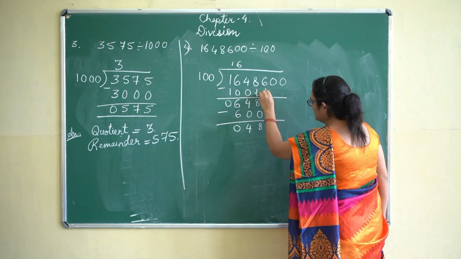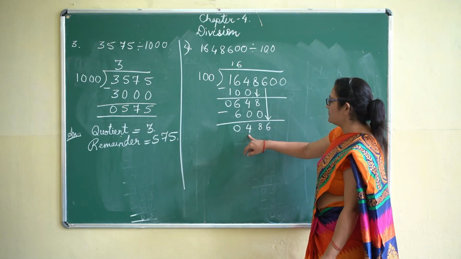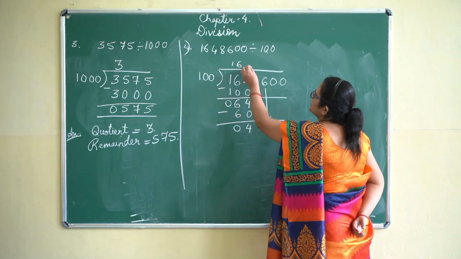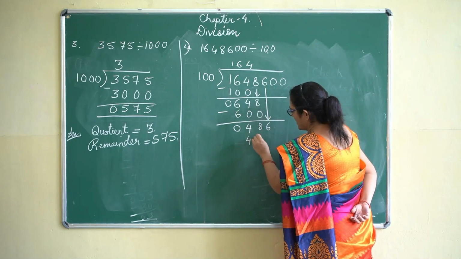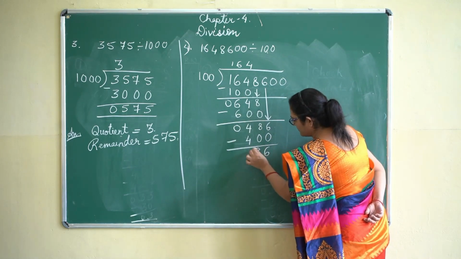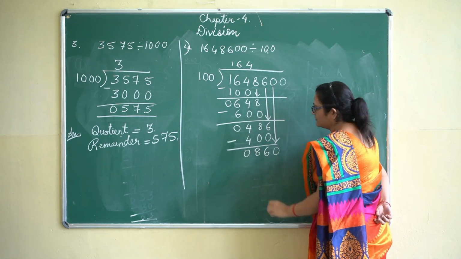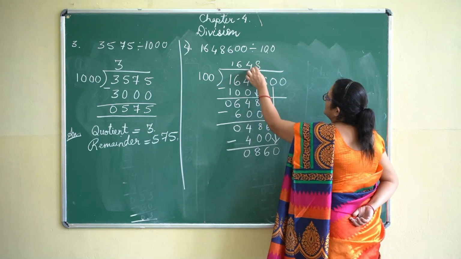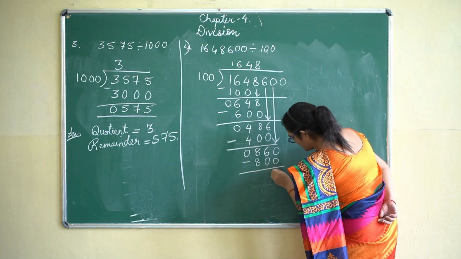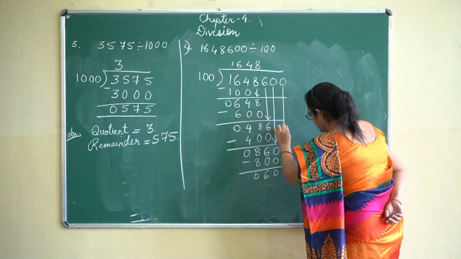Next number, bring down, that is 6. So, in the table of 100, does 486 come? No. Smaller than 486 is what? 400. So, 100 4s are 400. Subtract: 6 minus 0 is 6, 8 minus 0 is 8, 4 minus 4 is 0. Again, we bring the next number down. So what do we write? 100 8s are 800. Subtract: 0 minus 0 is 0, 6 minus 0 is 6, 8 minus 8 is 0. We bring the next number down.